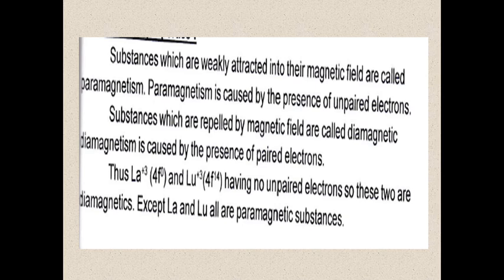Thus, lanthanum +3 and lutetium +3 have no unpaired electrons. So, these two are diamagnetic. Except lanthanum and lutetium, all are paramagnetic substances.